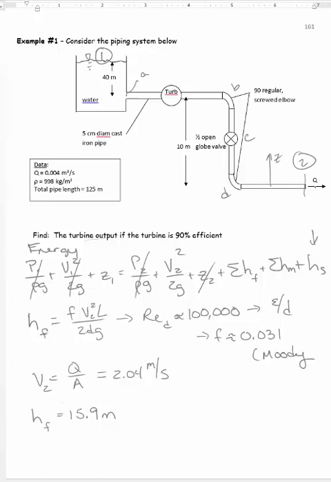If it's exiting into the air, you can ignore it. If this was exiting into another tank, though, we would have to include it, and it would have a K value of 1. All right, but we don't have to include it because it is exiting into the air.